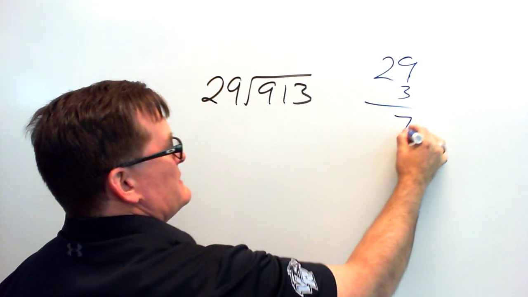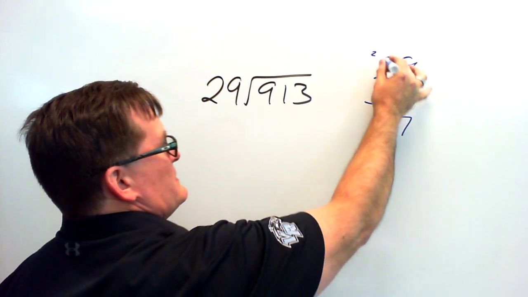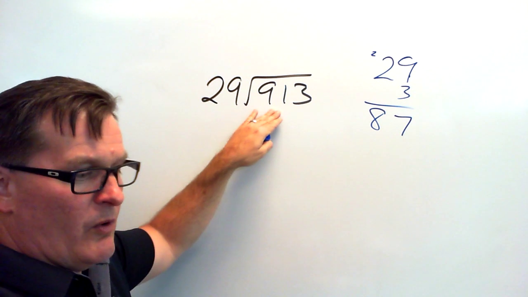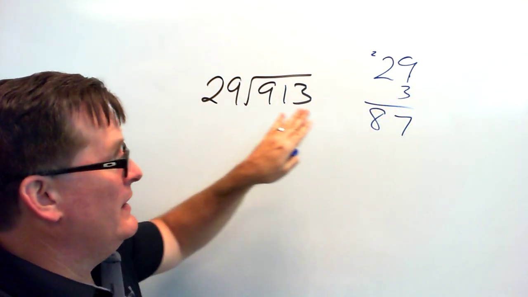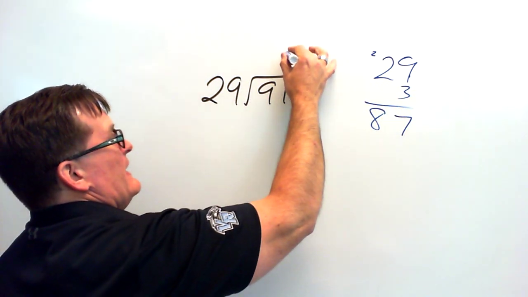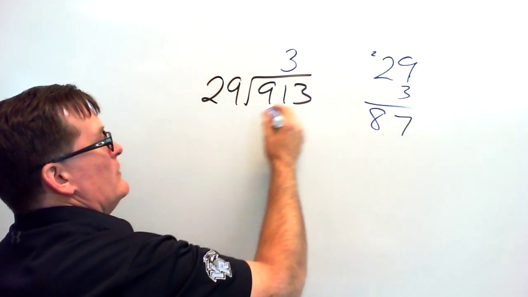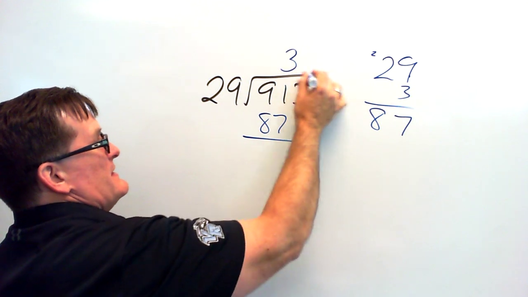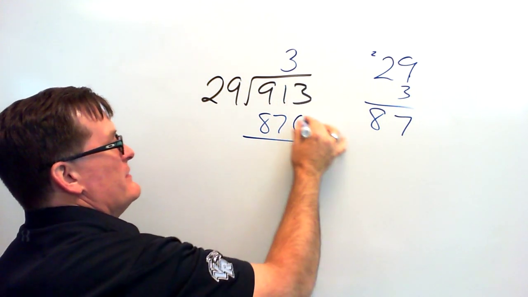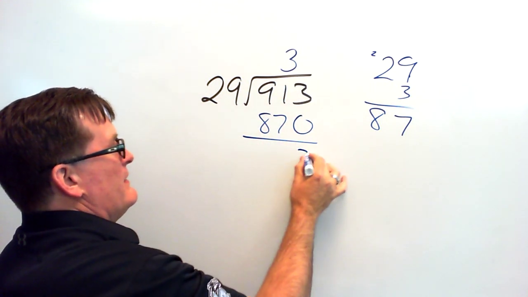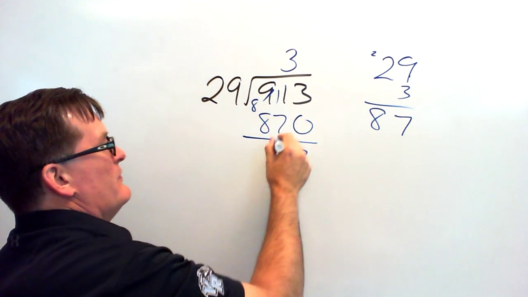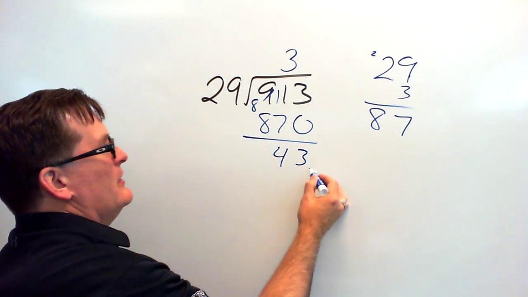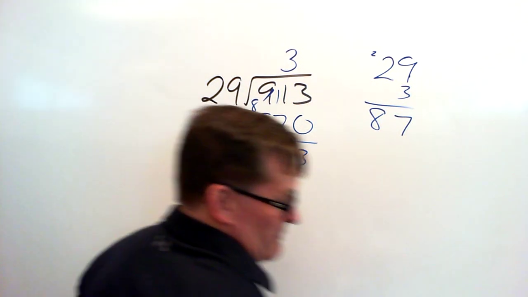3 times 9 is 27. Carry the 2. 3 times 2 is 6. Plus 2 is 8. 87 is very close to 91. It doesn't go over, so I definitely can't go 4. And I'm pretty sure that's as close as I'm going to get. So let's do it. 29 times 3, we already figured out, is 87. Since this is in the tens place, it's 30, so 870. So I'm going to subtract 3. That doesn't work. 7 from 11 is 4. So I've taken care of 87 of those items. I got 43 to go. So the next one shouldn't be too bad.